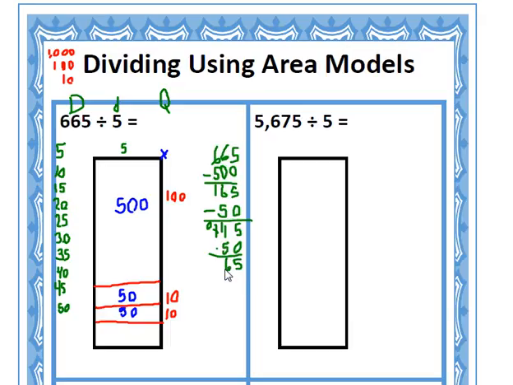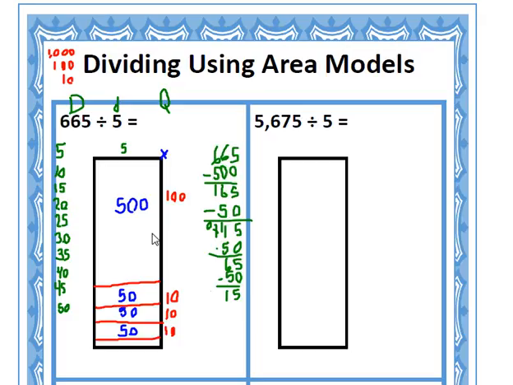65 left. Is 65 more than 50? So we can do 10 again. So I put 10 to the side. And then 5 times 10 is what? 50. So 50 goes in the box, and now I subtract that 50 from 65 to have a difference of 15. So only 15 of my dividend is remaining. Actually, 650 is accounted for. I just need 15 more left.